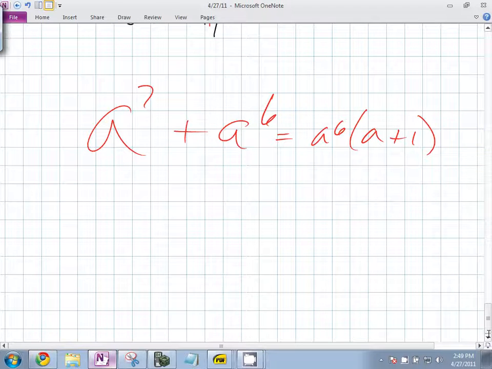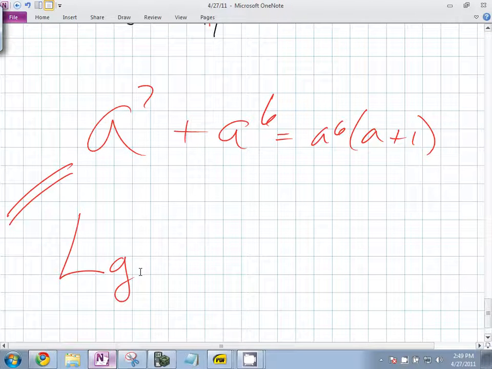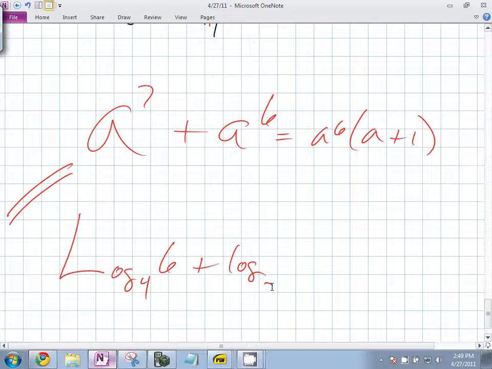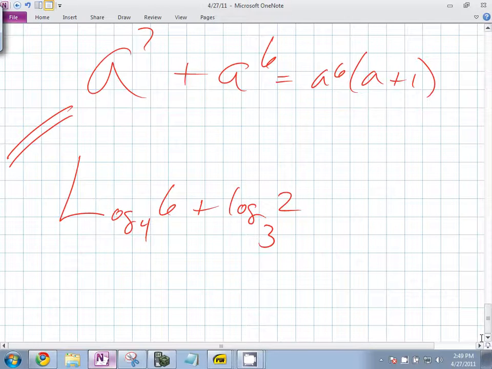I'm curious about changing the base of logs. For example, log base 4 of 6 plus log base 3 of 2 equals x. Yeah, what about that? So, what are you trying to do? Solve for x? Where's the x? Equals x. Sorry. So you're just trying to combine them? I mean, you know what x equals right now.